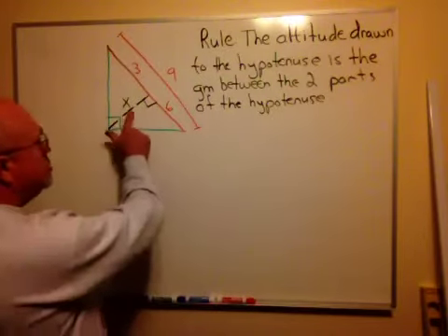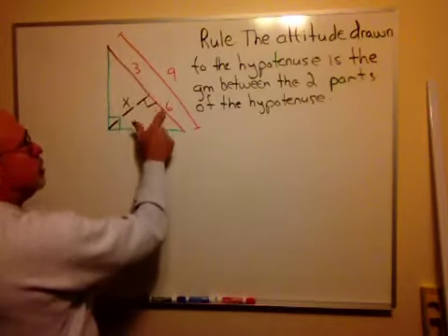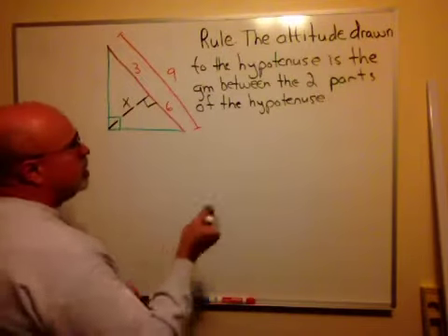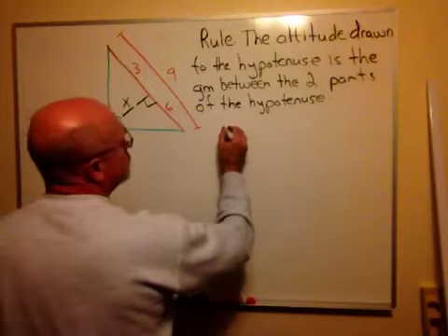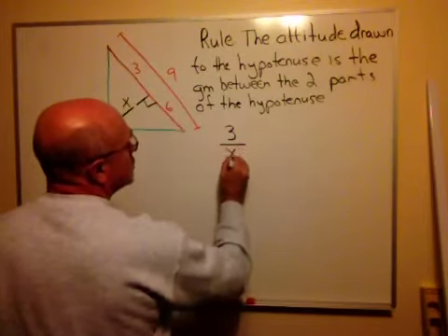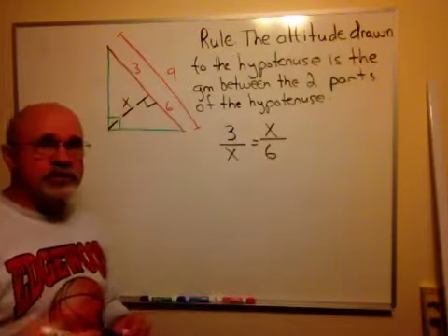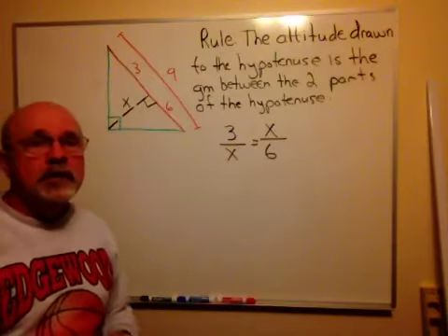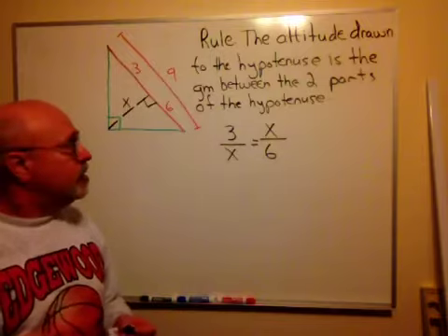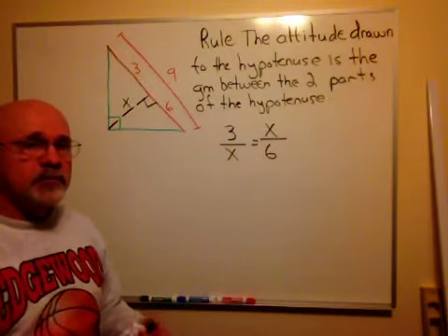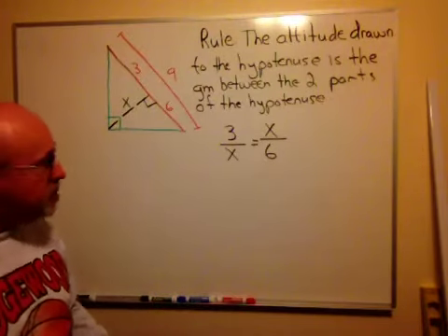Okay, well, if x is the geometric mean between the two parts of the hypotenuse, 3 and 6, then it must satisfy the equation 3 over x equals x over 6. If you don't understand that particular equation, you need to go back and look at the video on geometric means, because I've just applied the definition of geometric mean.